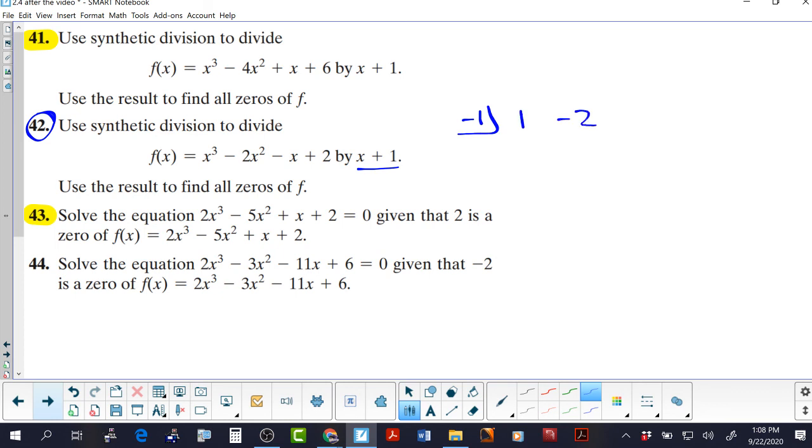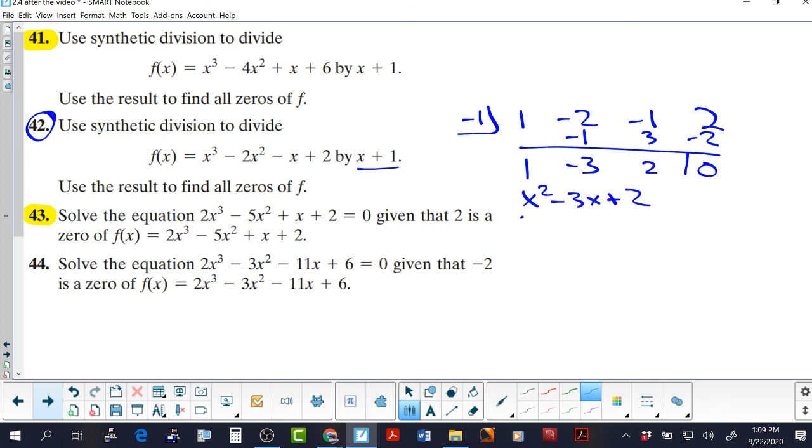1, -2, -1, 2. So 1, -1, -3, 3, 2, -2, 0. And what we're left with is x squared minus 3x plus 2. That factors into x minus 2, x minus 1. So x equals 2, x equals 1, and x equals -1 are the three solutions.